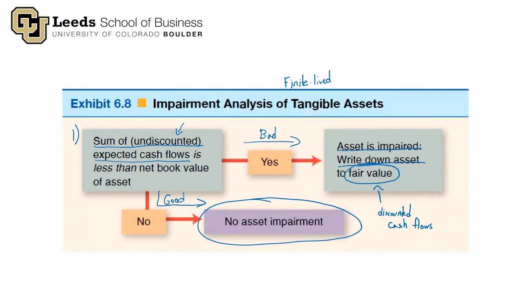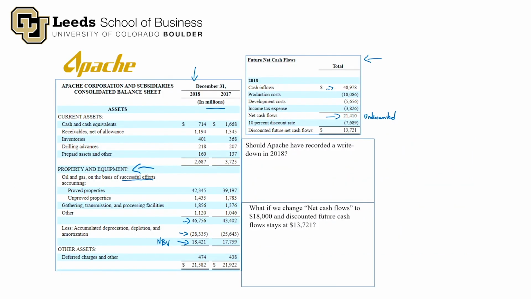We take the sum of undiscounted expected cash flows. Is it less than the book value of the asset? And so the first question here is, should Apache have recorded a write-down in 2018? Well, step one is to compare this net book value of $18.4 billion to the undiscounted cash flows of $21.4 billion. And you can see that those undiscounted cash flows are big enough to justify the net book value of $18.4 billion. And so since $21.4 billion is greater than $18.4 billion, the answer is no, they do not need to record a write-down because they passed step one, okay?